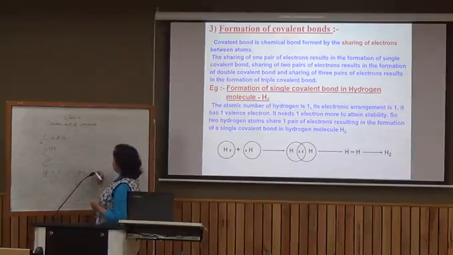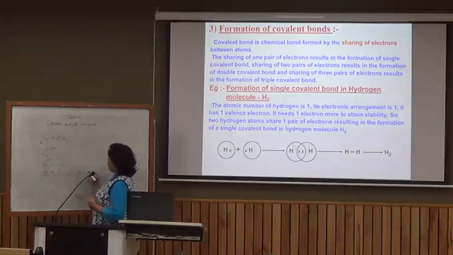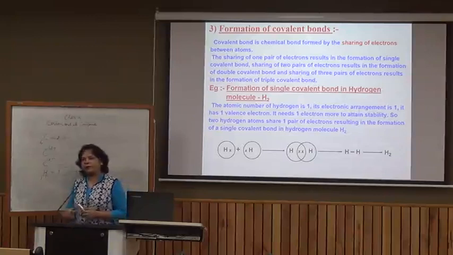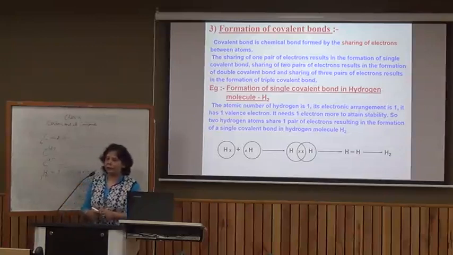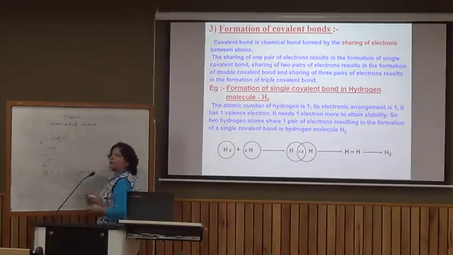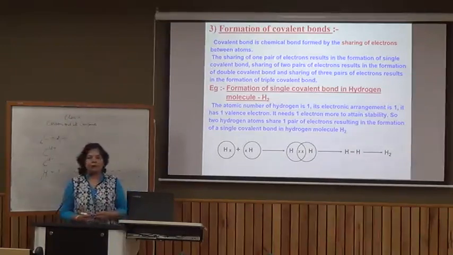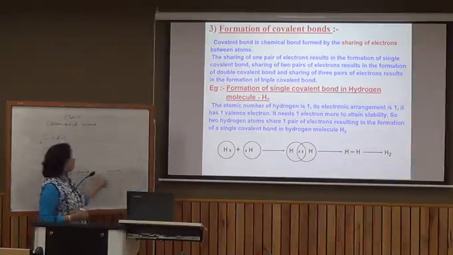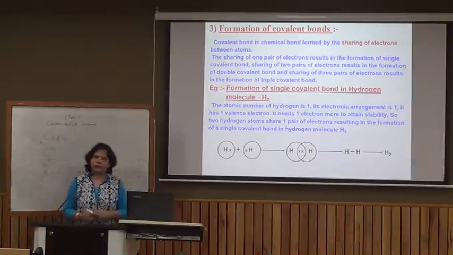It is unstable. So it combines with other hydrogen having one more electron, and both of them share one electron each, and the shared electrons remain with both the atoms. This way the two complete their duplet. But as they are sharing the electrons, they get chemically bonded and they form a bond which is called single covalent bond. So we can explain the single covalent bond is a bond which is formed by the sharing of one pair of electrons between the two atoms.